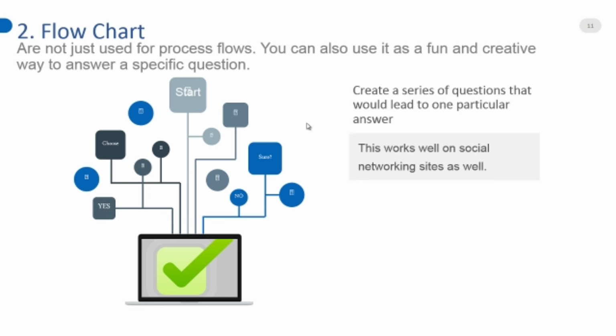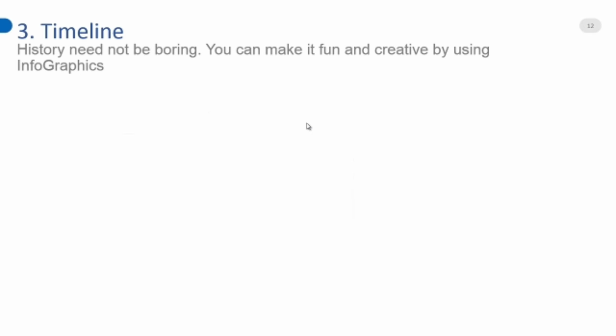Now this also works really well on social networking sites as well. Number 3 is the timeline. History need not be boring. You really can make it fun and creative by using infographics. So if your infographic requires a timeline, your content has a cumulative step-by-step timeline or step-by-step process, then this might be the style for you.